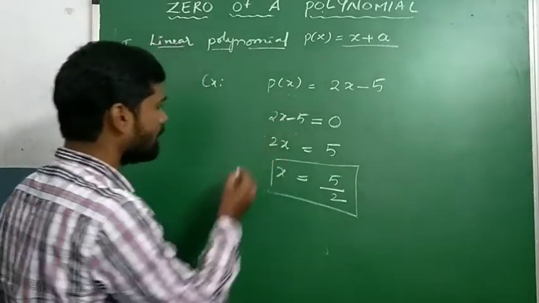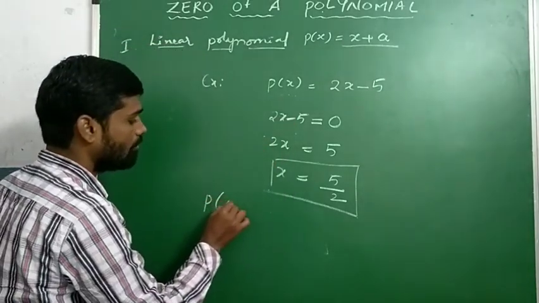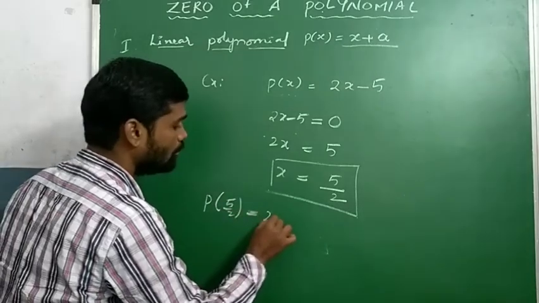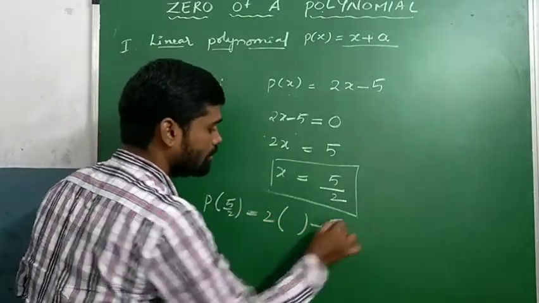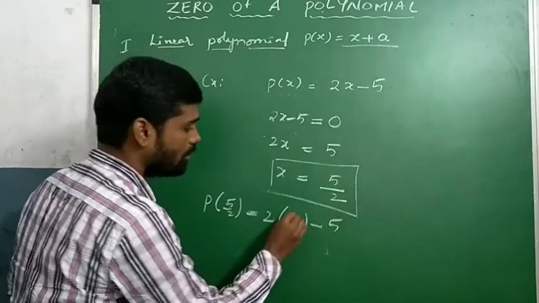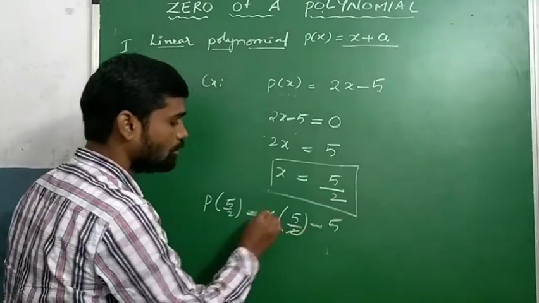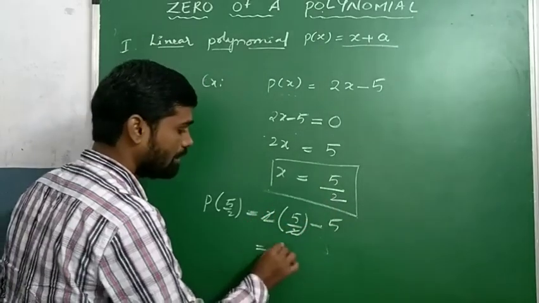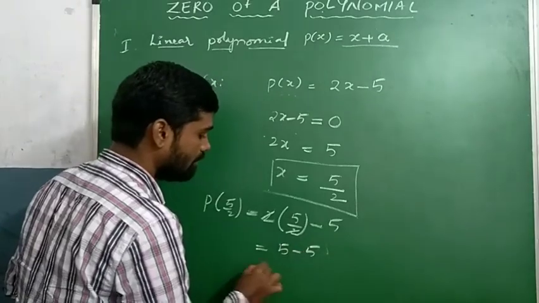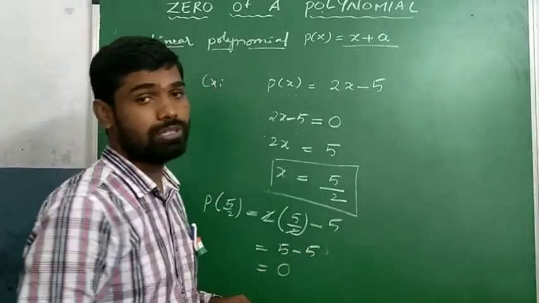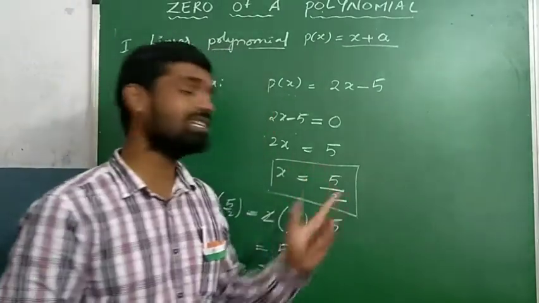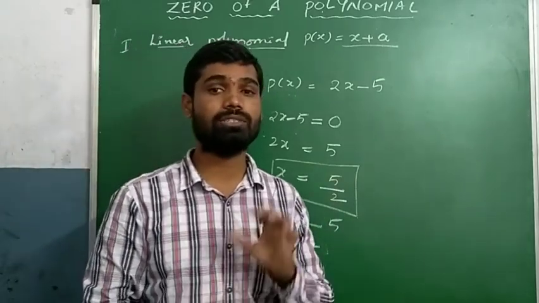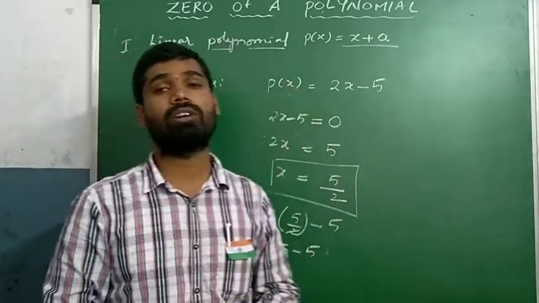You can verify it: P of 5 by 2 is equal to 2 bracket of, in the place of x we have to substitute 5 by 2. So 2 can be cancelled. Now the remaining value is 5 minus 5, which equals 0. So what do we say? x is equal to 5 by 2 is a zero of a linear polynomial.